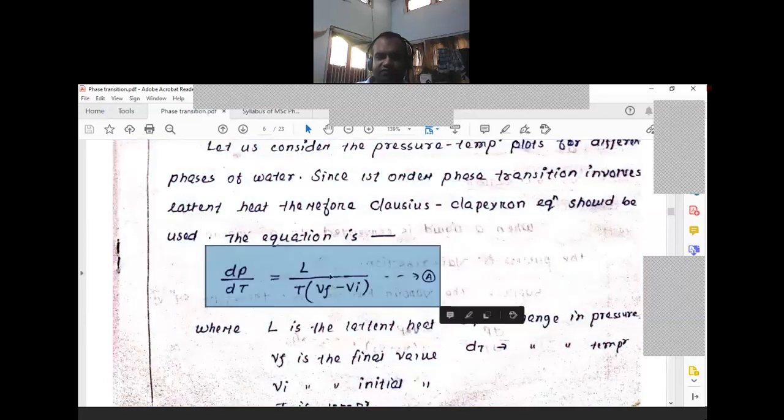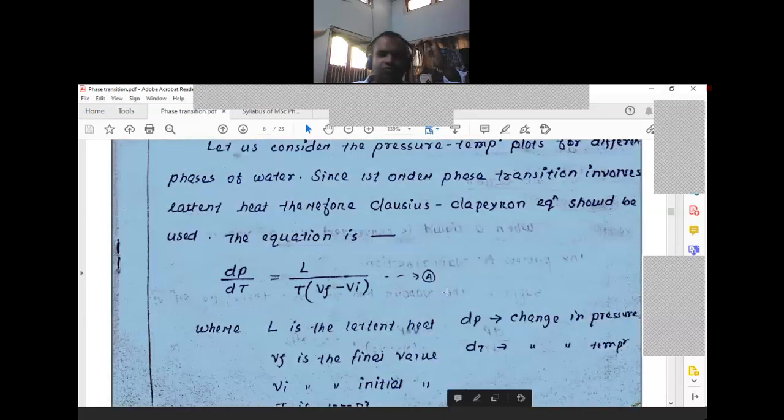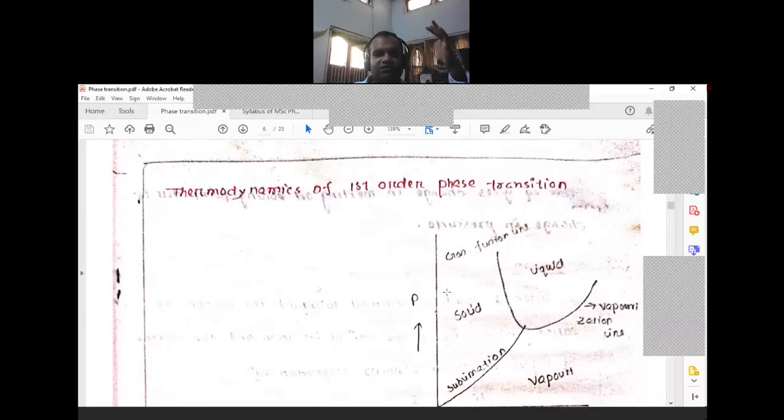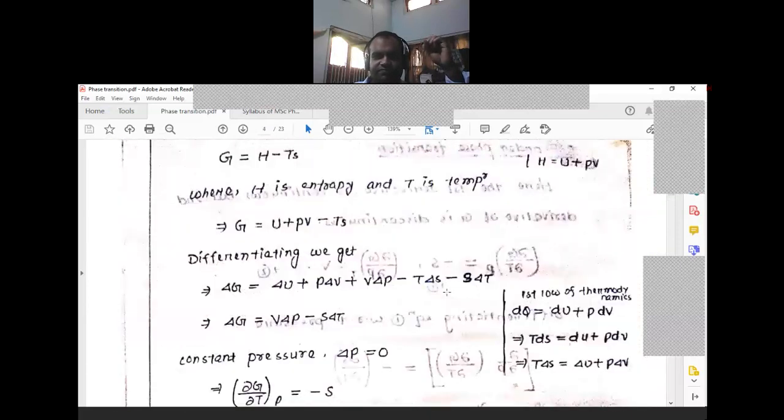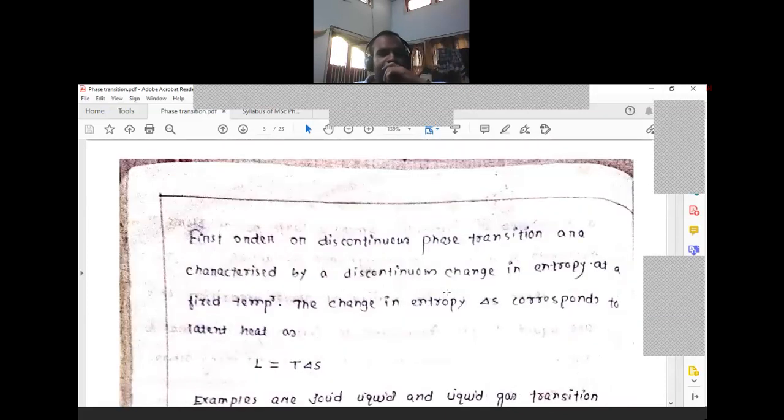So this is the simplified form of the Clausius-Clapeyron equation, considering the process of sublimation, and considering again that the vapor is an ideal gas and the vapor's volume is much greater than the volume of the solid. So we are almost done with the topic of thermodynamics of first order phase transition.